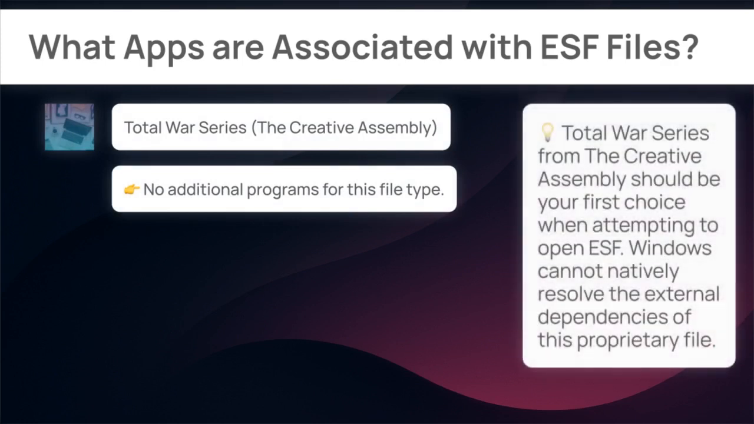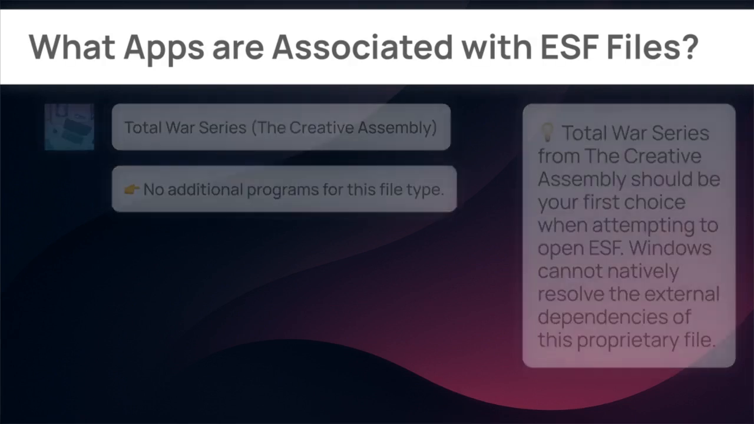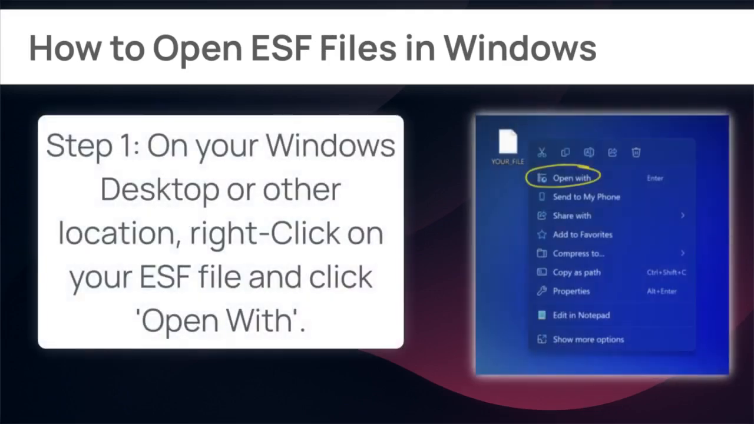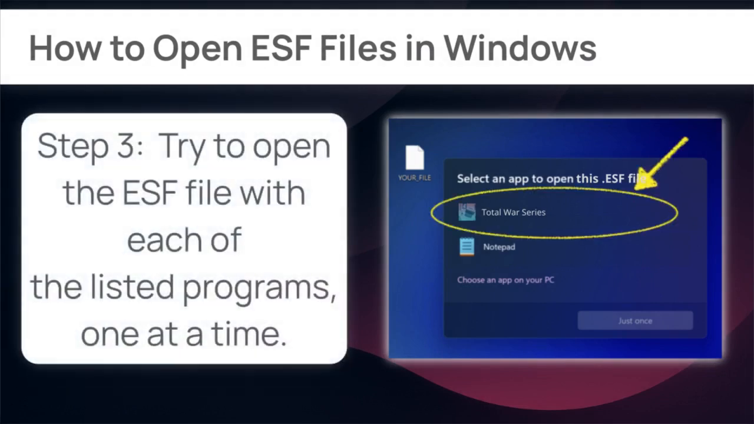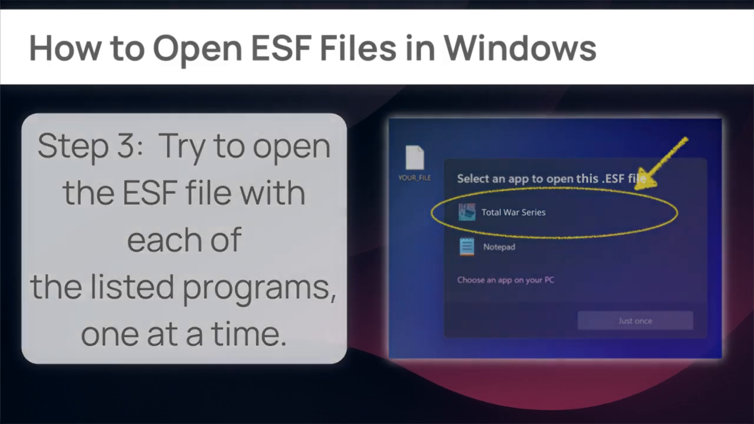Full control over the file's proprietary features requires a dedicated application. Windows cannot interpret most of this content, so dedicated game tools or the game itself are required. Open the menu by right-clicking your ESF file and choosing Open With. Try Total War series first. If it's absent, select another program. This trial and error approach is critical for diagnosis.